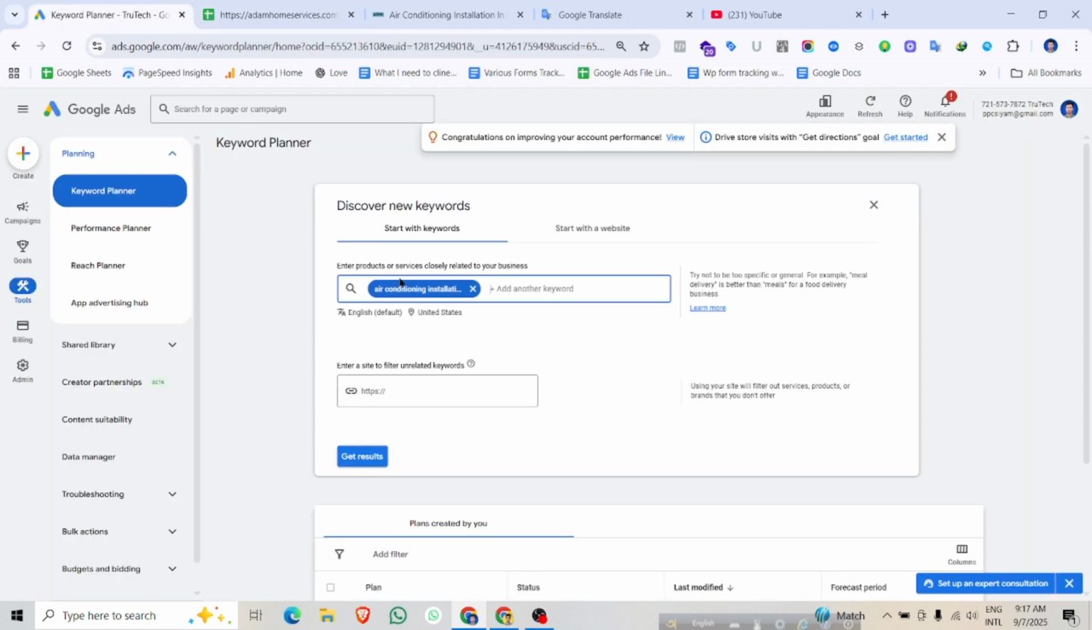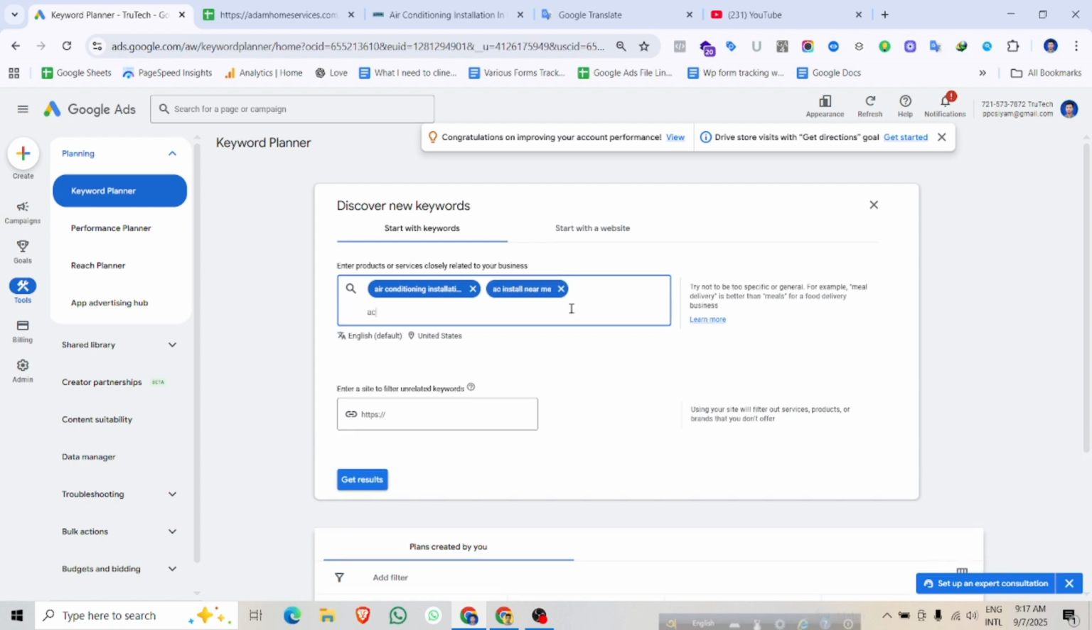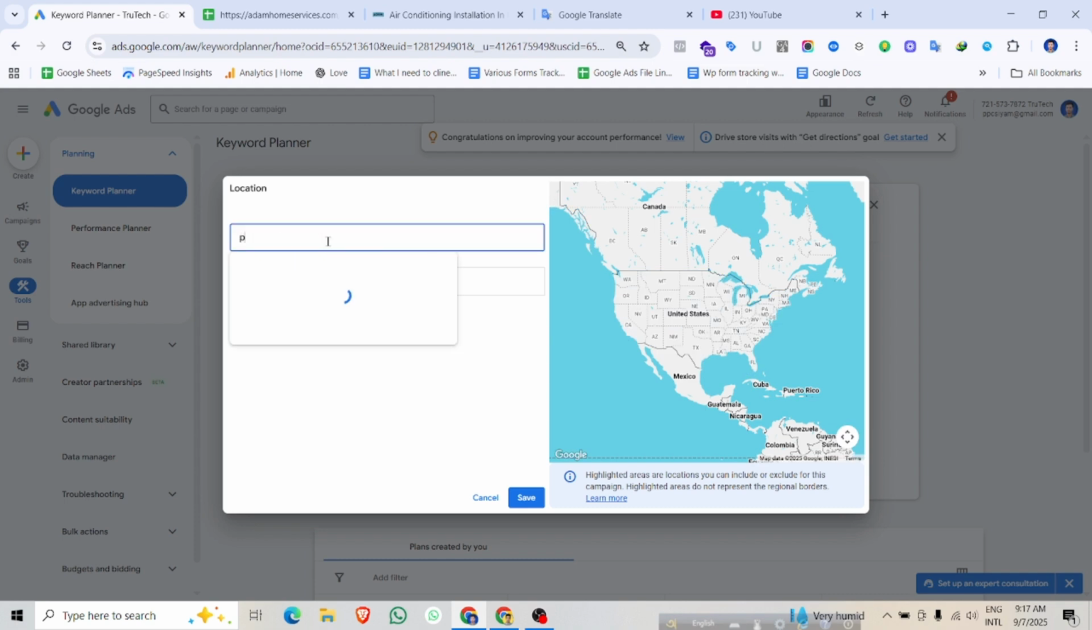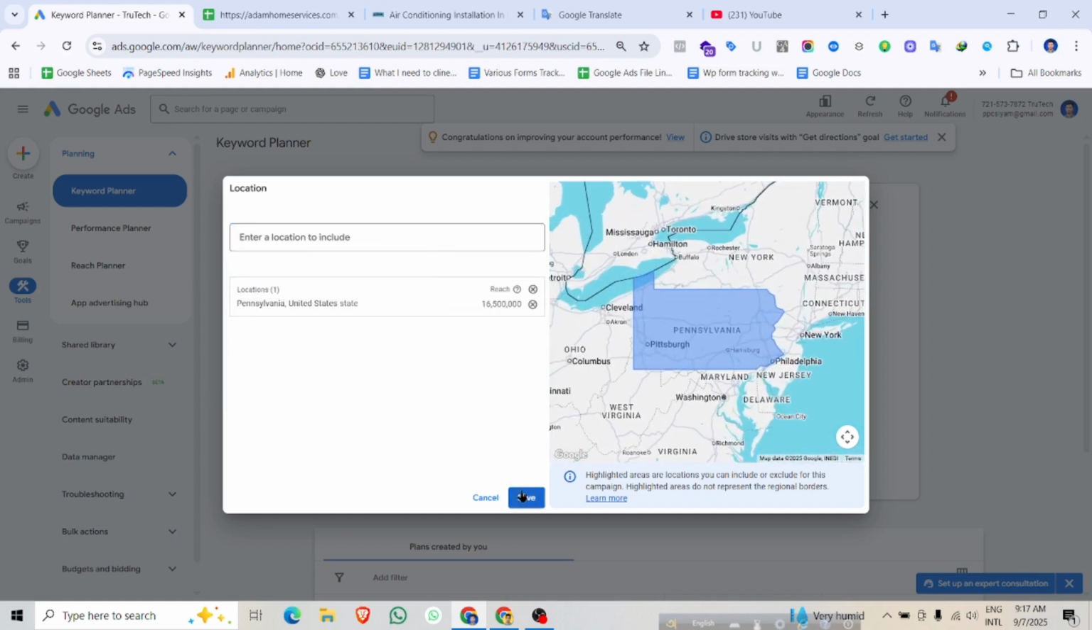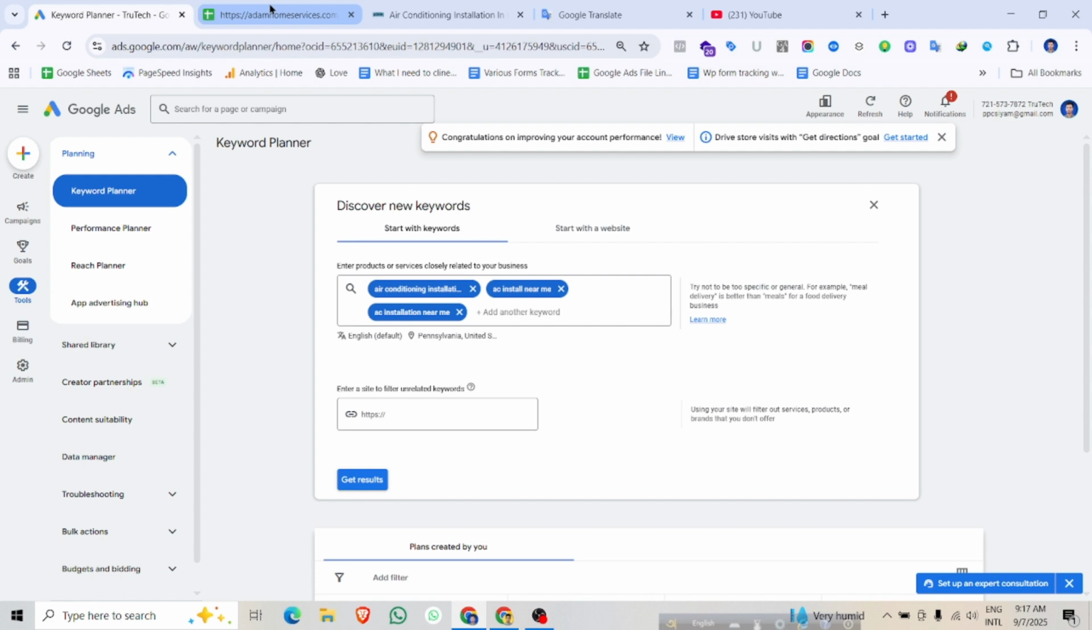Now, AC installation, AC repair near me. Air and AC are the same word. So, AC installation, install near me. Now I select the location. What is our location? Pennsylvania, USA. This is a state, but I have a specific location. For a small location I cannot find better keywords. So, get results.